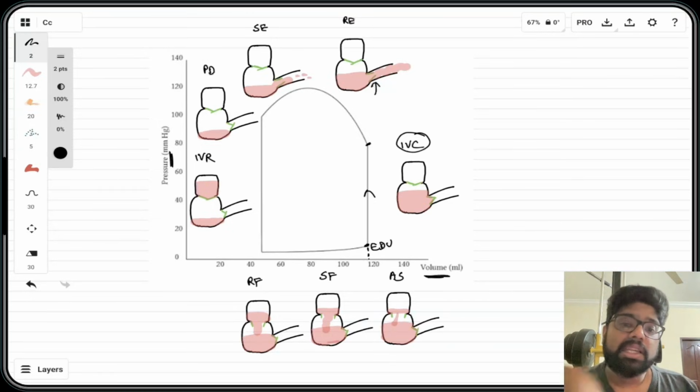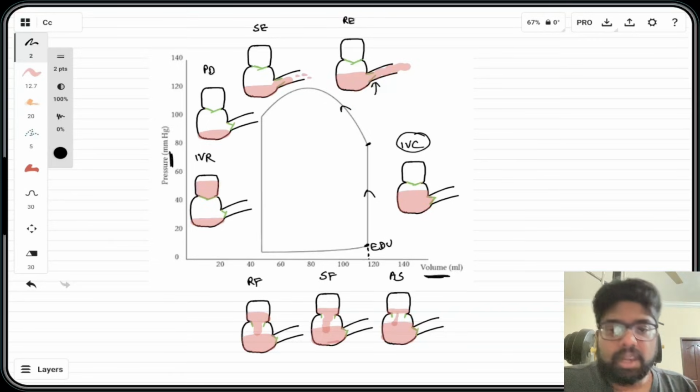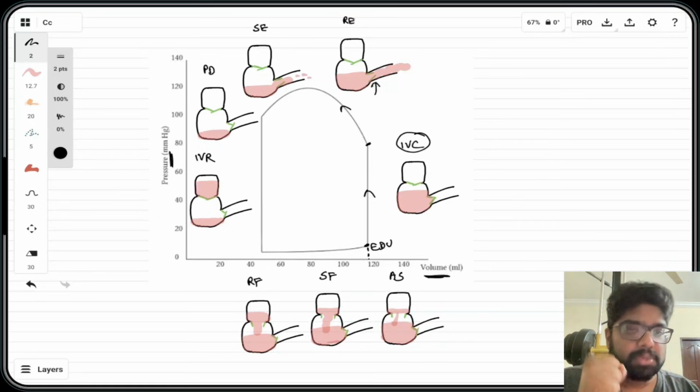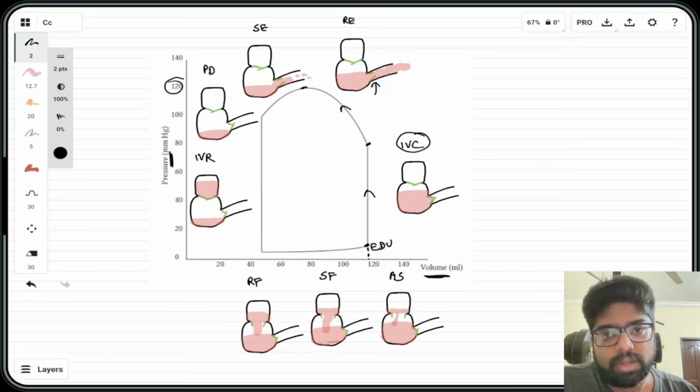Blood is now rapidly ejected from the ventricle into the aorta. So what happens to the volume? The volume will now decrease, meaning it will shift to the left. The volume has decreased, but the ventricle is still contracting tremendously, right? So that is going to keep on increasing the pressure. You can see the pressure here rises to a peak systolic value of around 120 millimeters of mercury.